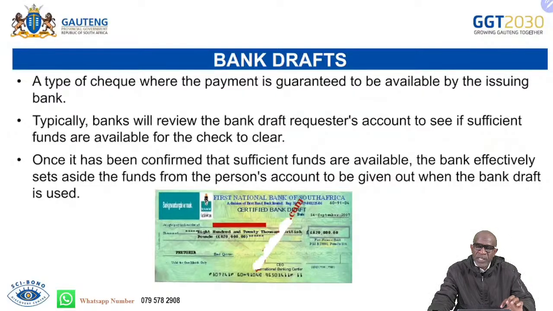because if stolen, it can be quickly intercepted and the bank can close or suspend your account before it is cashed out on your money. Once it has been confirmed that sufficient funds are available in your account, the bank effectively sets aside the funds from the person's account to be given out when the bank draft is used.